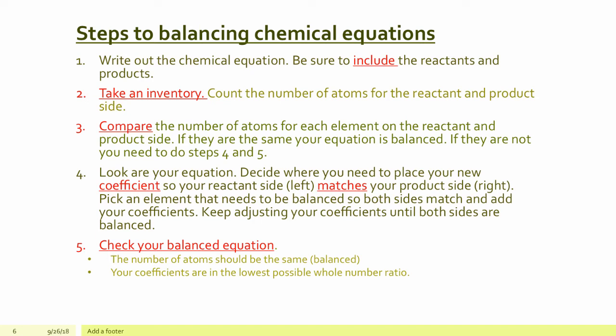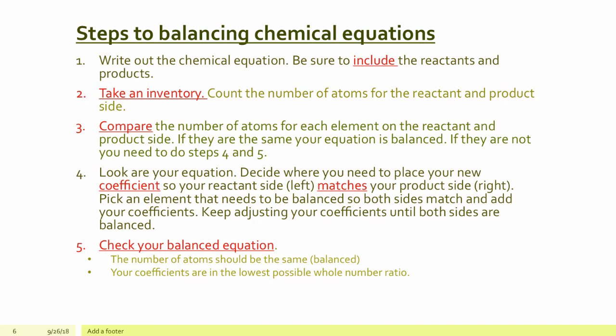If they're the same on both sides, then your equation's balanced. And if they're not, then you need to do steps 4 and 5, so going into balancing that equation. So step 4 is to look at your equation. Decide where you need to place the new coefficient so your reactant side, the left side, matches your product side, the right. Pick an element that needs to be balanced so that both sides match and add your coefficient there. So making sure that the product and reactant side both have the same number of atoms. And you're just going to keep adjusting your coefficients until all the atoms on both sides of your equation are the same.